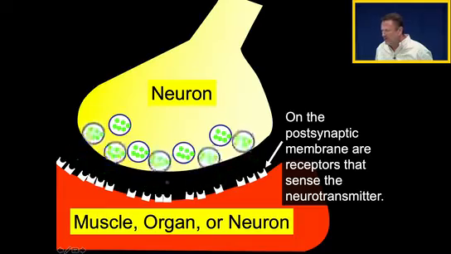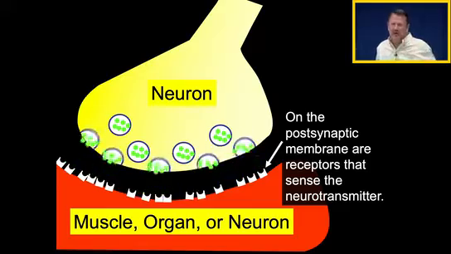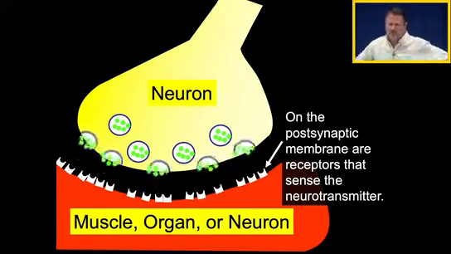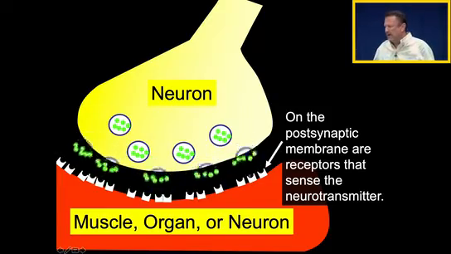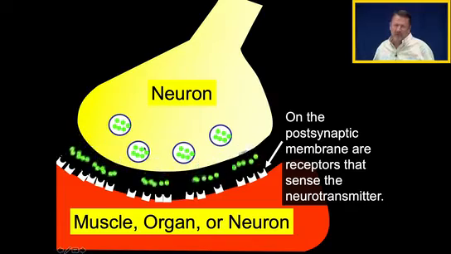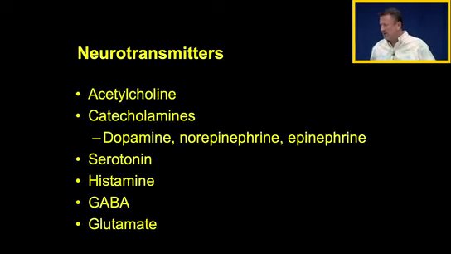In a synapse, only one neurotransmitter is being used, and we'll talk about which neurotransmitters are used in which type of synapse. And then all these receptors are there that are specific for this neurotransmitter. So neurotransmitters are chemical signals released from neurons to communicate with muscle, organs, and other neurons. The neurotransmitters that we'll talk about in this course are acetylcholine or acetylcholine, whoever's arguing with me that day.